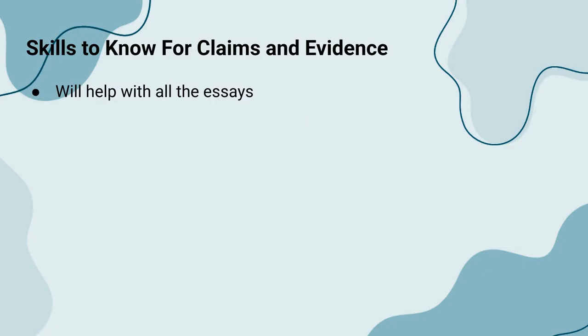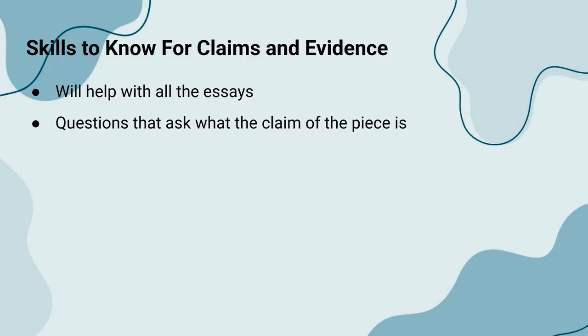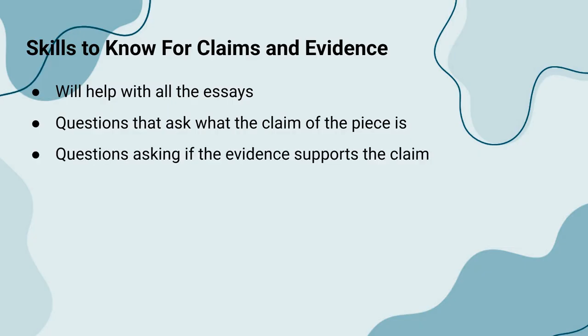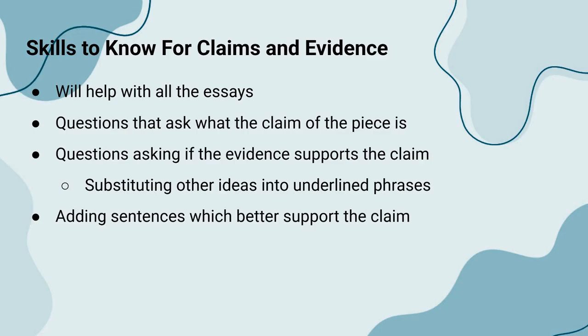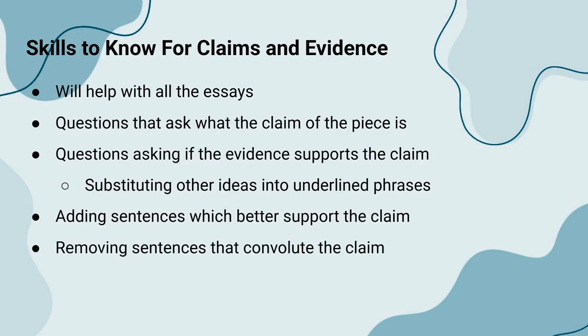But here's some multiple choice things you are going to see mostly for claims and evidence. Questions that ask what the claim of the piece is. Questions that are asking if the evidence supports the claim. Or things that are substituting other ideas into underlying phrases, which I'll get to in a second. Adding sentences which better support the claim, or removing sentences that convolute the claim. So these are just, in my opinion, the most common types of questions for claims and evidence you're going to see. And in a second, we're actually going to do an AP level question, 4 AP level questions, which I believe one question for each of these bullet points.